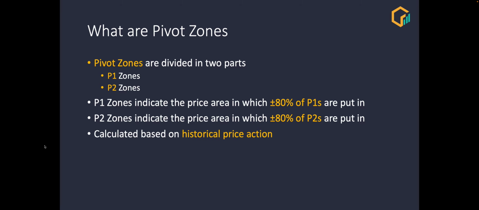Before you ask, these are calculated obviously based on historical price action. So in a very simple sense, what's being done is just looking at where in the past P1s and P2s were put in relative to the daily open, weekly open, session open, 4-hour open, hourly open, and so on. And then it extrapolates that to the current day. So that's pretty much what it's doing. In other words, unless price action changes significantly from the historical date range you're looking at, there's more or less an 80% chance of putting in P1 within the P1 zone and P2 within the P2 zone. So that's the thing.